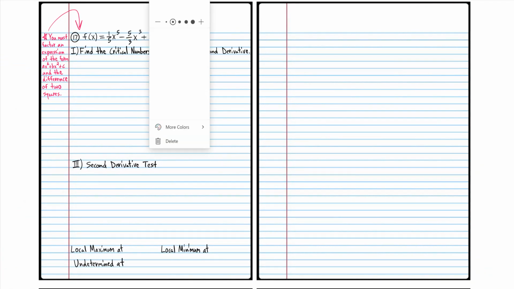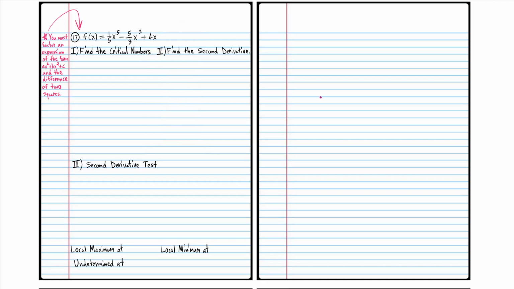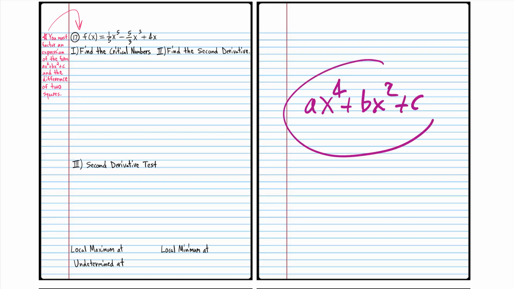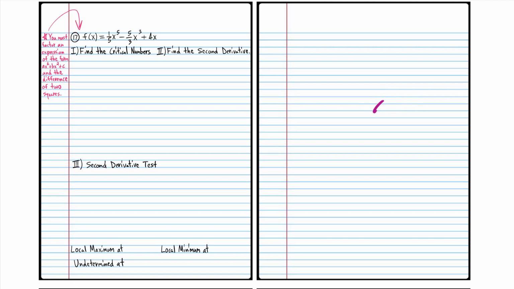Now, on number 17, we have an expression of the form ax to the fourth plus bx squared plus c. Remember that? Sometimes in calculus, you're going to see these expressions. So you have to know how to factor those. If you get stuck with that, that's okay. But attempt this problem and see what you can do.